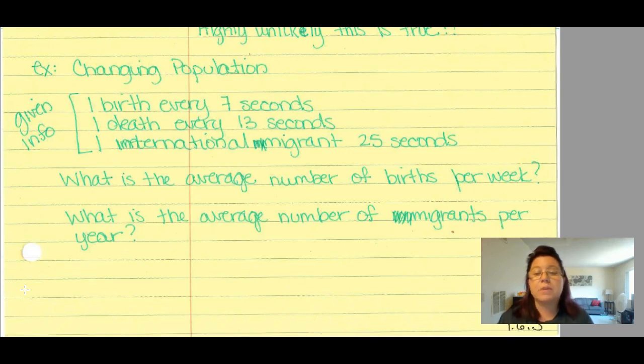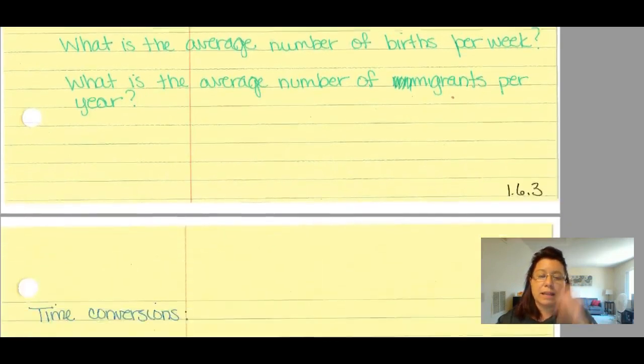What is the average number of immigrants per year? Well, we know the average per second. We're going to have to go through seconds, minutes, hours, days, weeks, and year to convert that time. So if we want to go from seconds to week, we have to go through seconds to minutes, minutes to hours, hours to days, days to a week. If we want to go from seconds to a year, we have to go from seconds to minutes, minutes to hours, hours to day, day to week, week to year. So we have quite a few conversions in there, but if we keep them all straight, we'll be okay. So let's take a look at what this would look like.